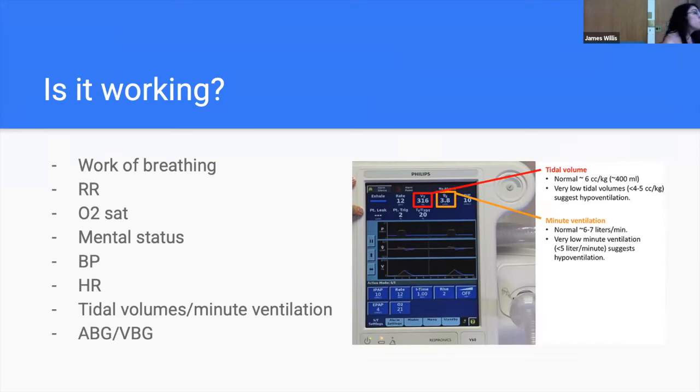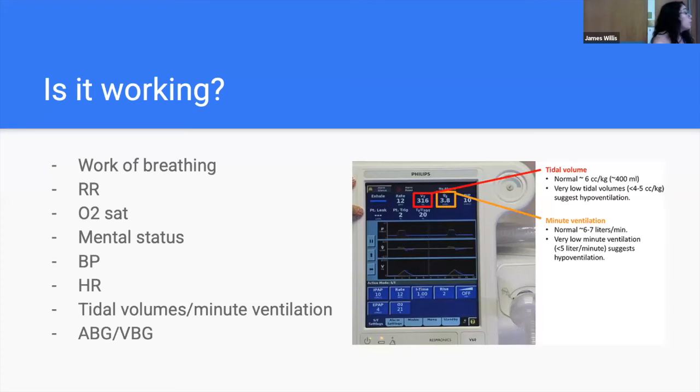You're going to look at your work of breathing. Are they able to talk to you? Are they using accessory muscles? Are they tripoding? Looking at the respiratory rate, because this means they're likely to tire out. You're also looking at their mental status, because we said that mental status was a relative contraindication. But if it's worsening, then definitely it's not working for you.